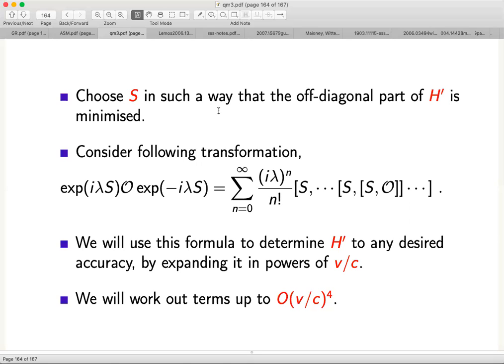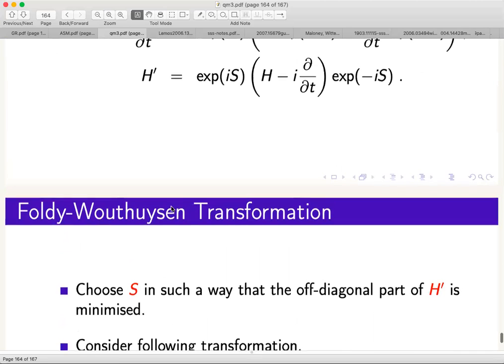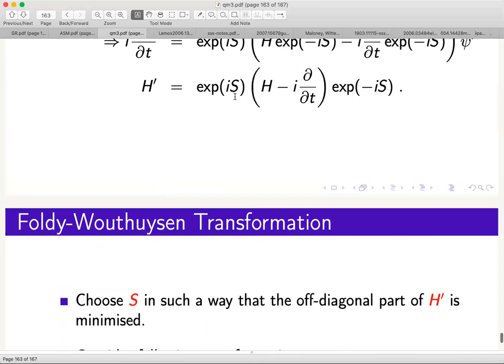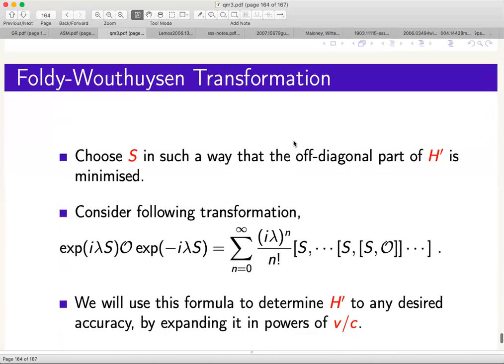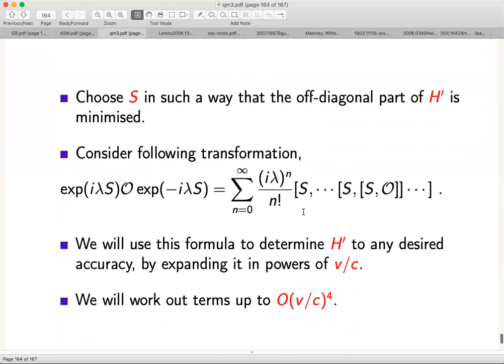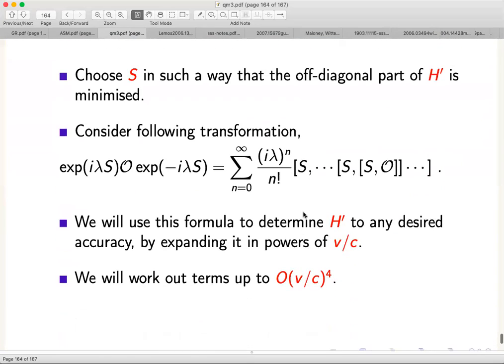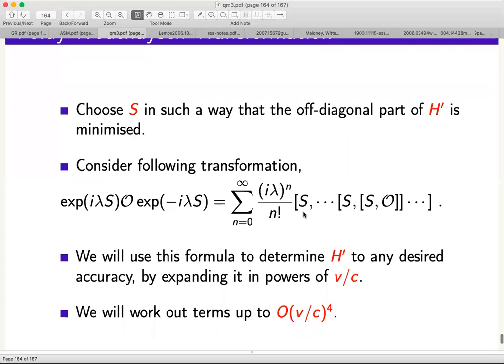Okay, so here is the Baker-Campbell-Hausdorff formula again. Written a little differently, but this is the one which is relevant because our H prime is exponential iS H exponential minus iS, and then there is a term which is exponential iS derivative acting on exponential minus iS also, for which you need a different kind of formula which I have not written down, but I should probably write it down. That would be useful.